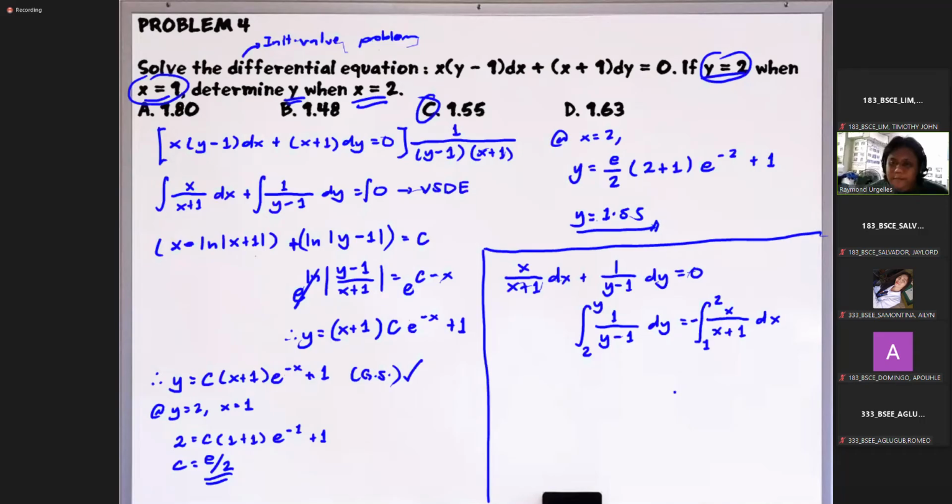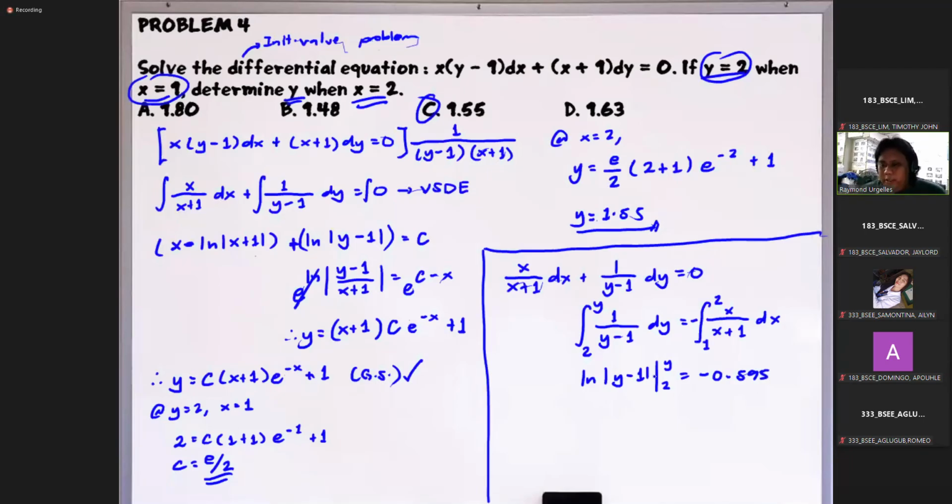So we can solve this. Again, this is simply ln of y minus 1, as we solved earlier, from 2 to y. Then for this one, we solve it on the calculator so we no longer need to integrate. When we solve that, you will get negative 0.595.